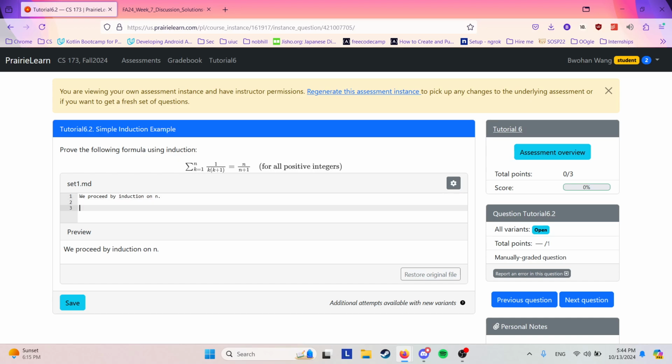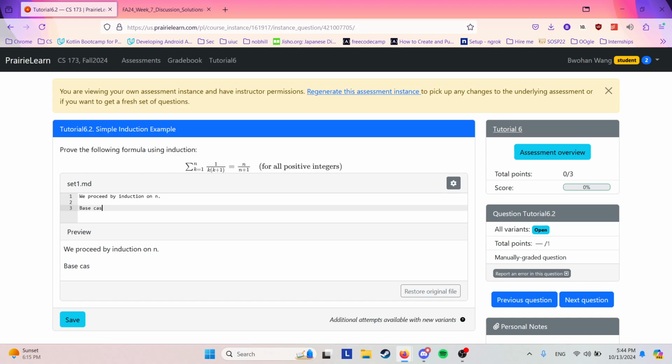Now, for every induction problem, there are two parts. Number one is your base case, and number two is your inductive case. Your base case should be proving that for the smallest possible value of n, this formula holds. Here, because we're restricted to only positive integers, the smallest case of n is 1.